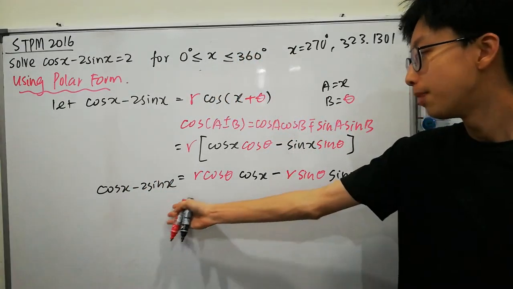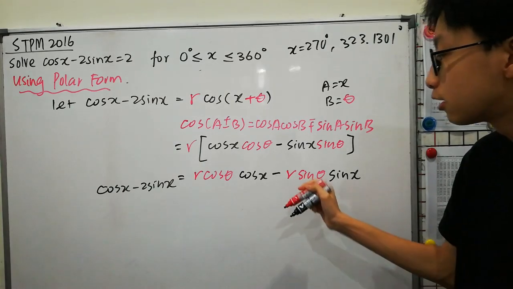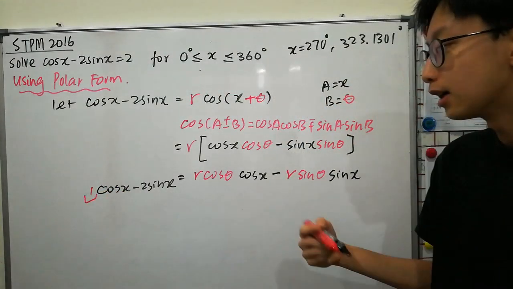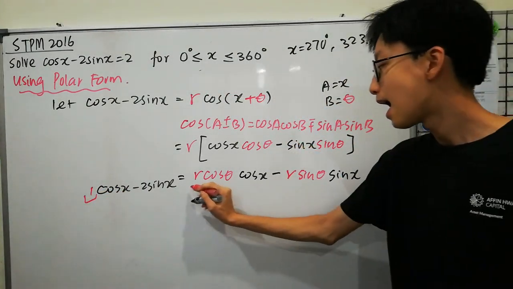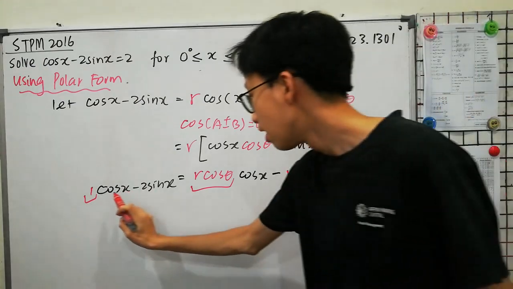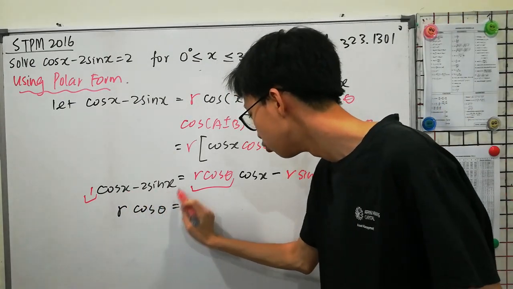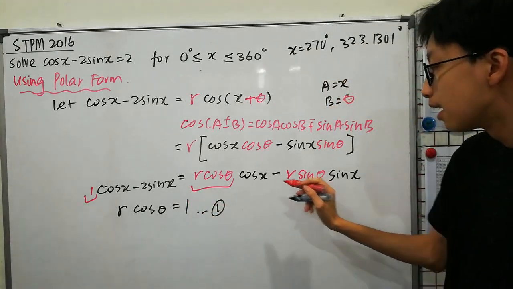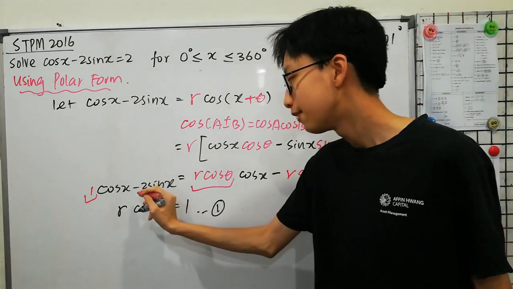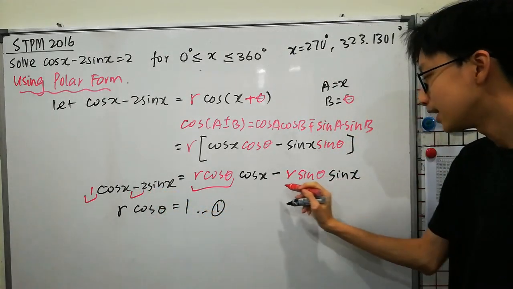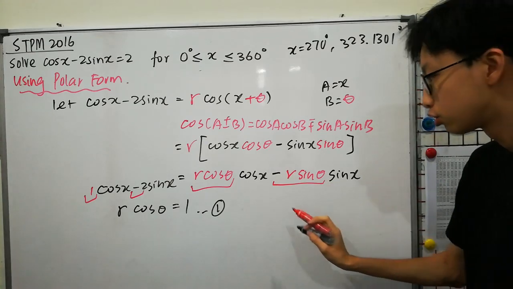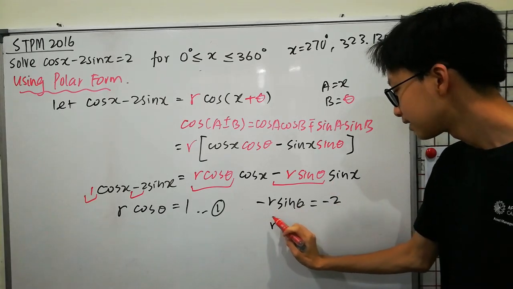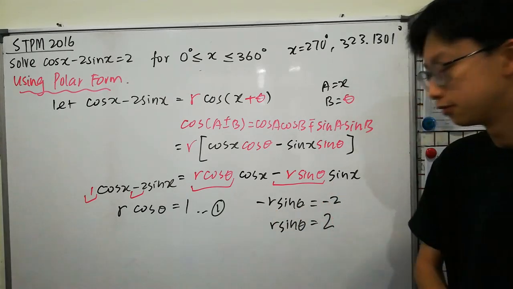Okay, now you can compare left hand side with right hand side. The coefficient of cos x on left hand side is actually 1. The coefficient of cos x on right hand side is r cos theta. So r cos theta equals 1. This is our equation 1. How about this one? The coefficient of sin x on left hand side is negative 2. On right hand side is negative r sin theta. So negative r sin theta equals negative 2. r sin theta will be 2.